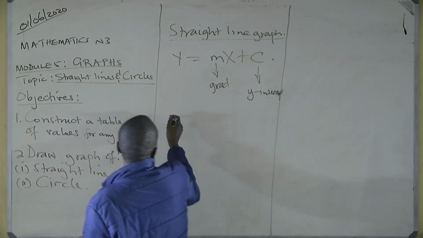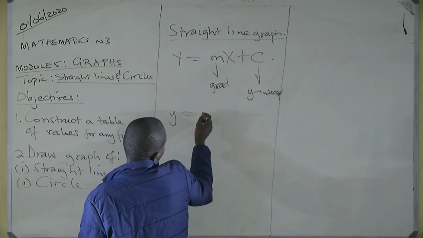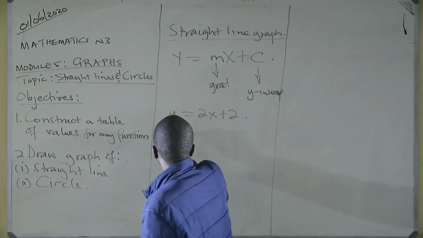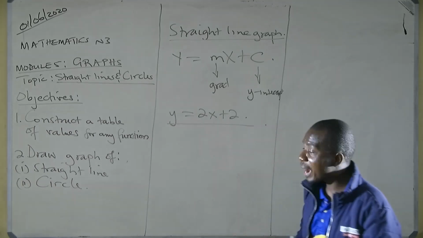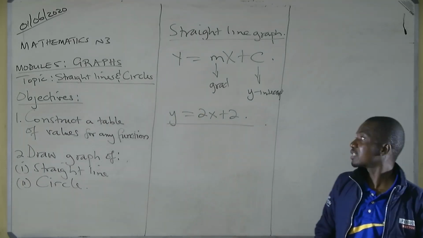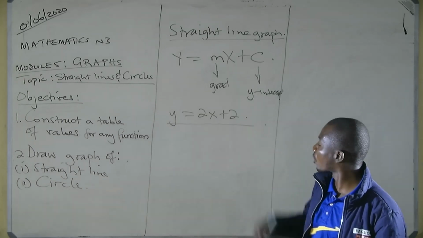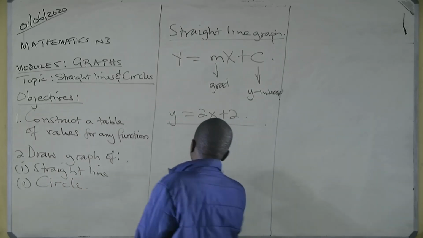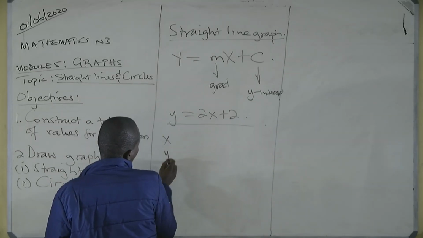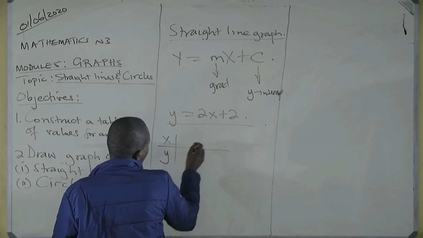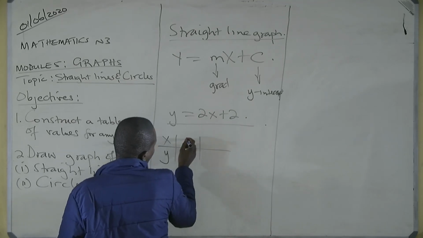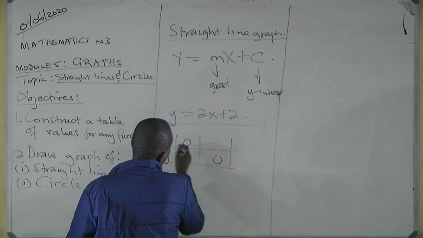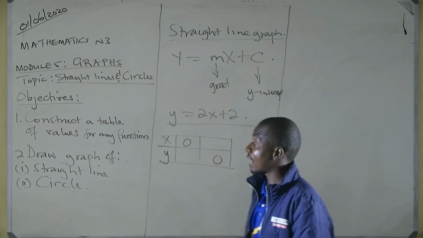Now I want us to consider a straight line equation y equals 2x plus 2. We want to draw the graph of y equals 2x plus 2. So it means we need to come up with a table of values. You put your x-axis and your y-axis on that table. Then you choose values, probably when x is 0 and also when y is 0. That's the easiest way to draw a straight line graph.